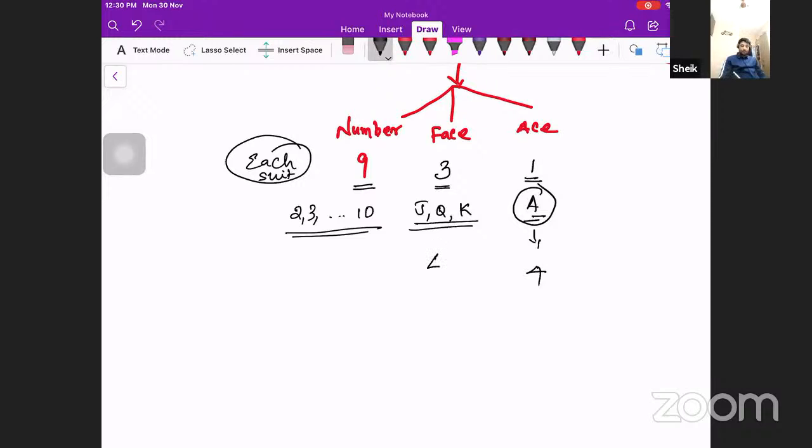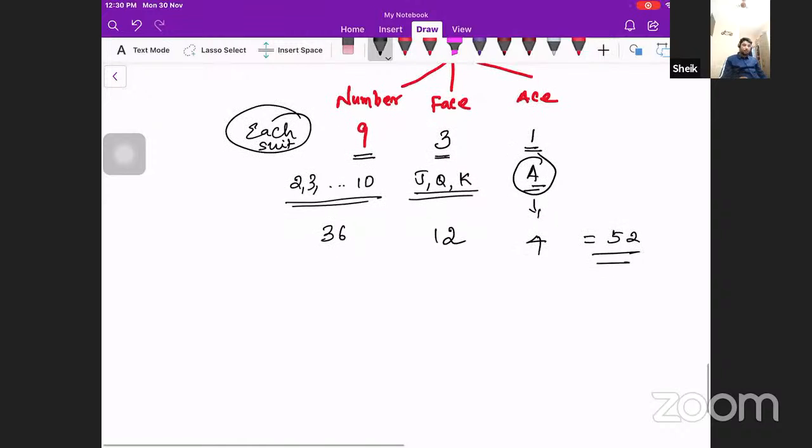Therefore, how many face cards? 12 face cards, because each suit has 3 face cards and there are 4 suits, so 4 threes are 12. Next, number cards. Each suit will have 9 number cards, so total number of number cards is 36. Now the total we are getting is 52. This is a very important point we need to remember, my dear.